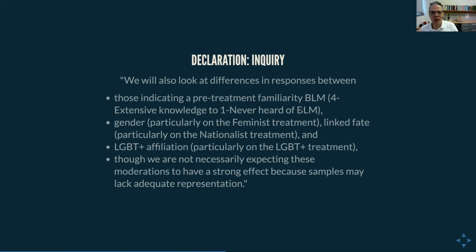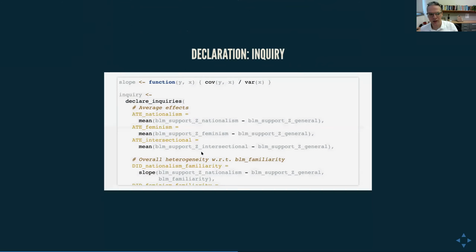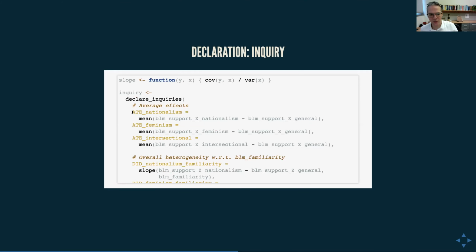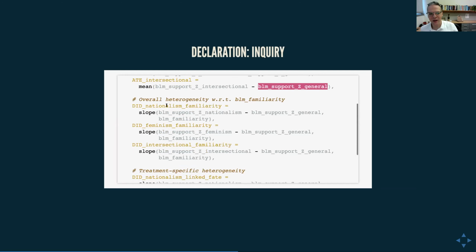Okay, we will look at difference in responses between those who have pre-treatment familiarity, by gender, by affiliation, right? So we have some average treatment effects. This is the average treatment effect of the nationalism treatment versus the baseline, the average treatment effect of the feminism treatment versus the baseline, the intersectional treatment versus the baseline. Those are the average effects. Now we have the difference in differences, the difference in effectiveness depending on the level of the other treatment.